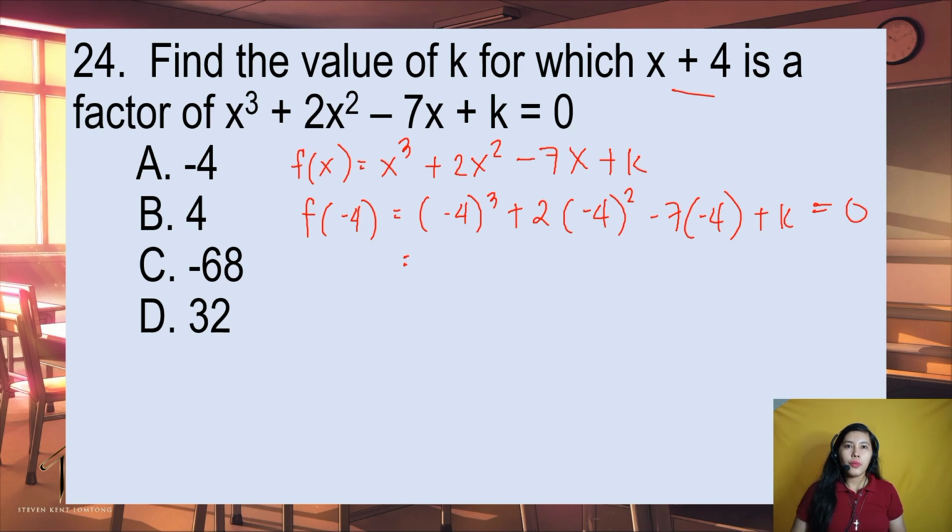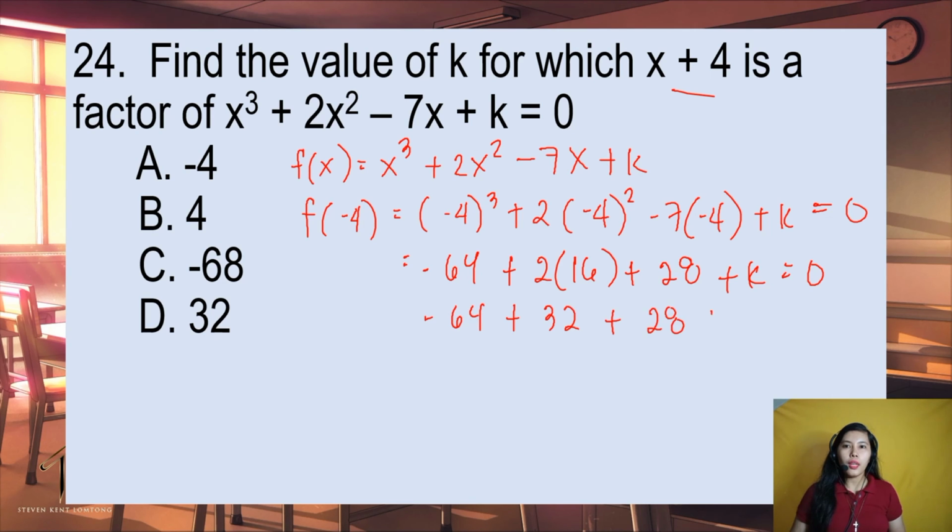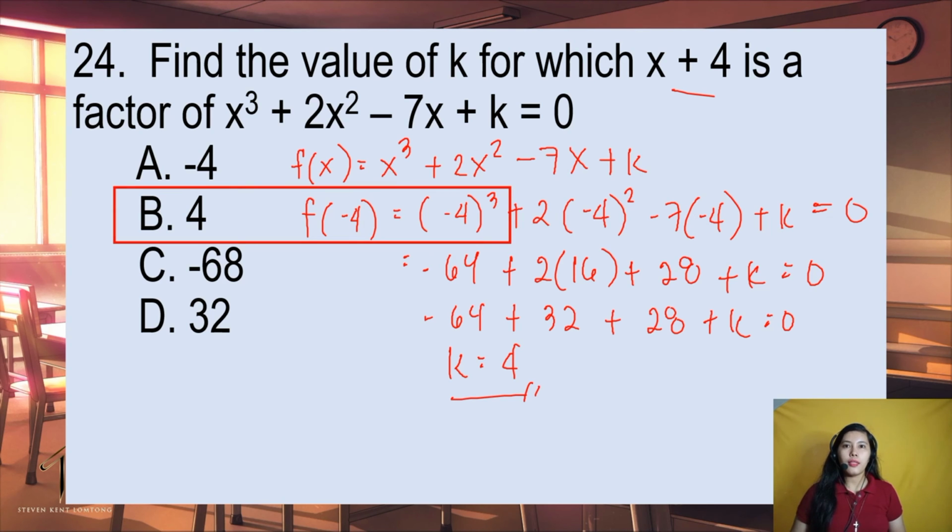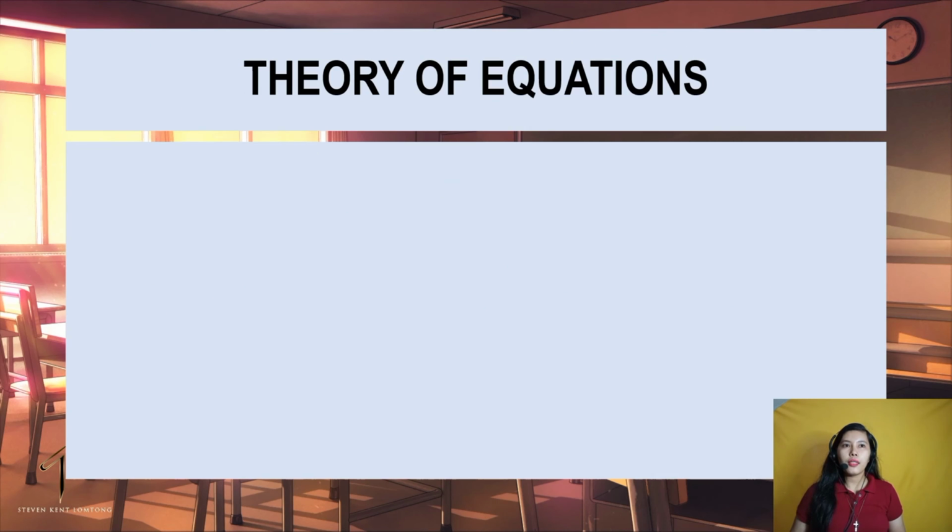So we have negative 4 cubed, that is equal to negative 64, plus 2 times 16, plus 28 plus k is equal to 0. So we have negative 64 plus 32 plus 28 plus k is equal to 0, and k is equal to 4. Yes. Next problem, or next topic.